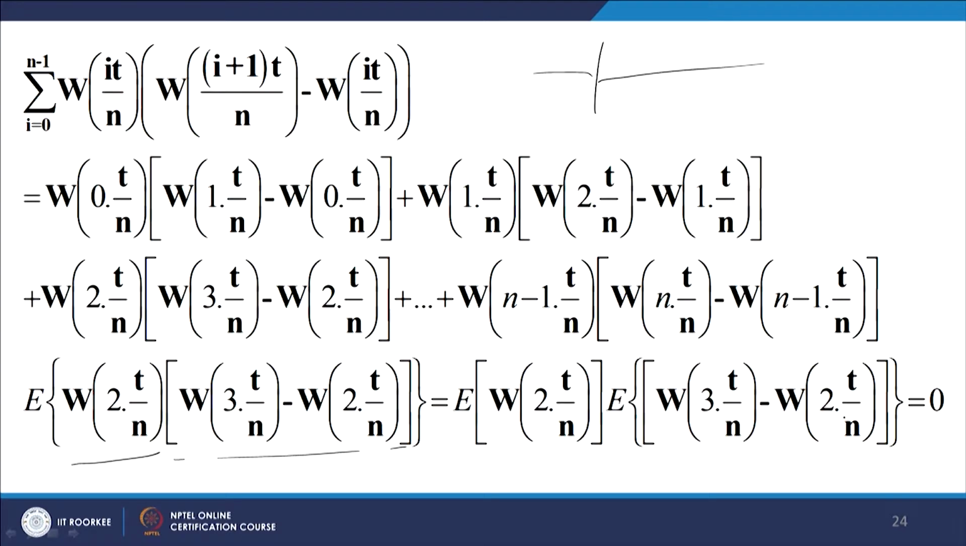Now, all of us know that the expected value of a Brownian motion increment is 0. The expected value of a Brownian motion increment is always 0. Therefore, this expression is always 0, and hence the whole thing vanishes. Now, this is any arbitrary element of the sum. So, what does it mean? It means that this whole expression is a sum of zeros, and therefore, it is also 0.